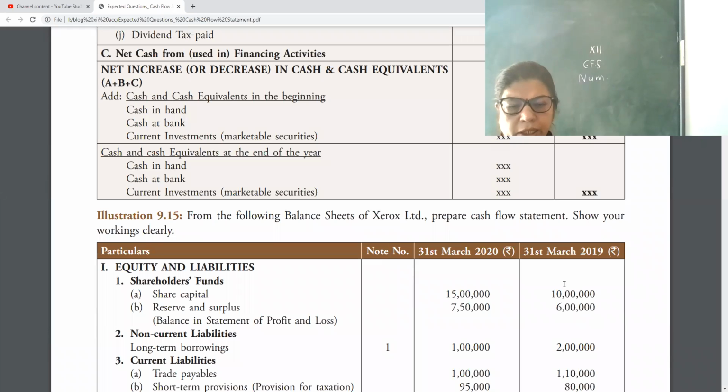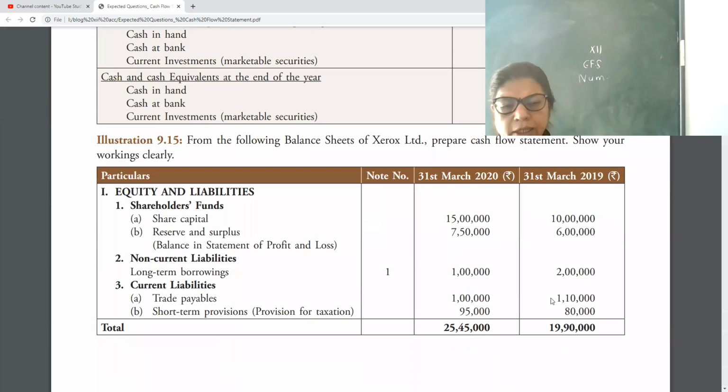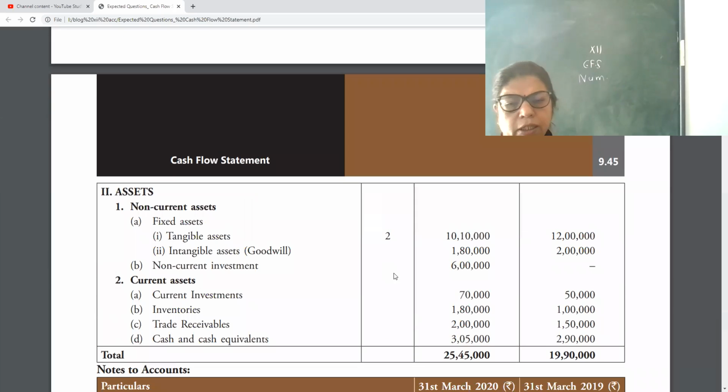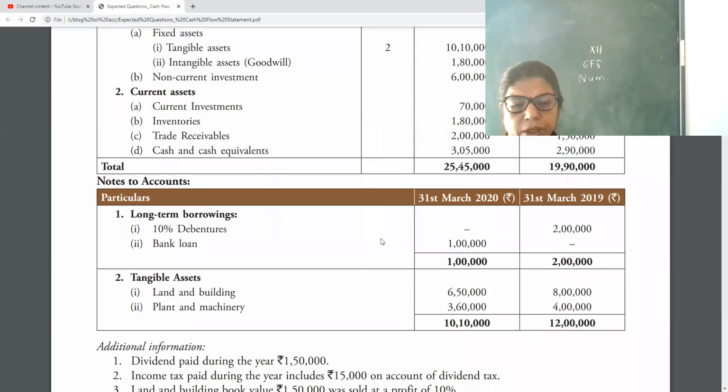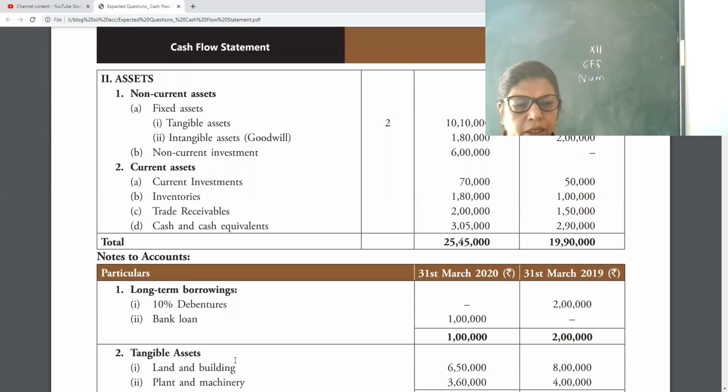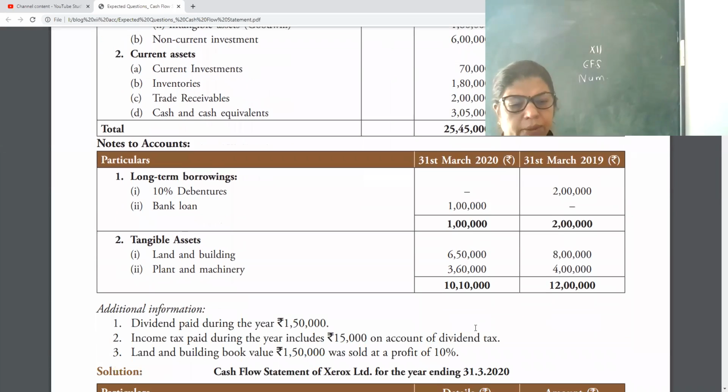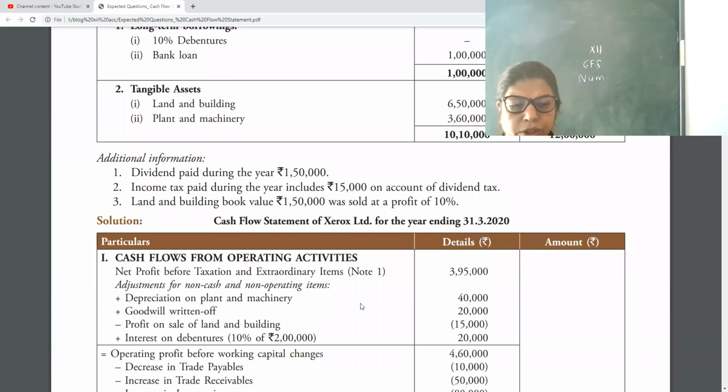Share capital 10 to 15, reserve 6 to 750. For long-term borrowings, we have to see the notes. For fixed asset, tangible, we have to see the notes. Notes to accounts. If the number is given, then go directly to the notes. These are the notes which are given at the end of the balance sheet. Clear? Now see. This is cash flow statement.